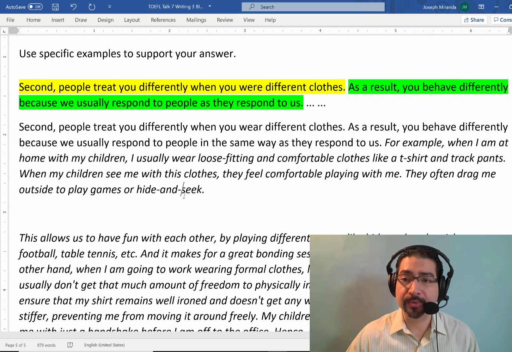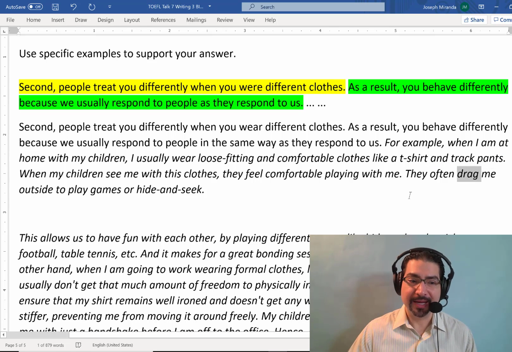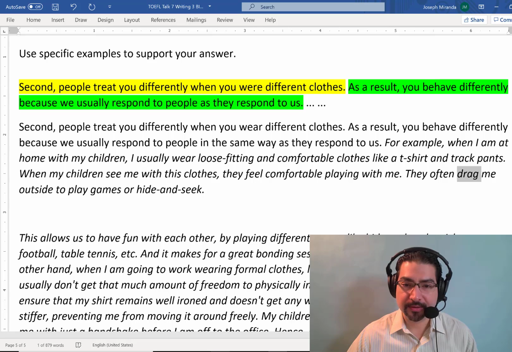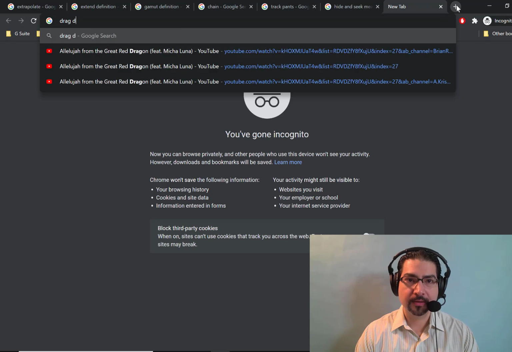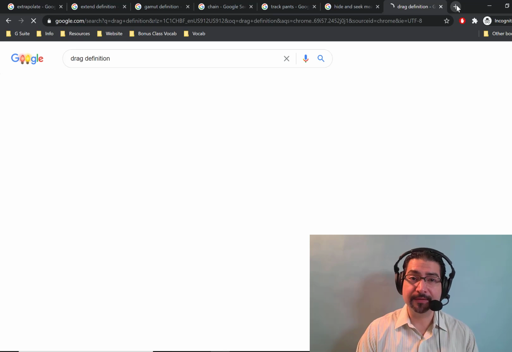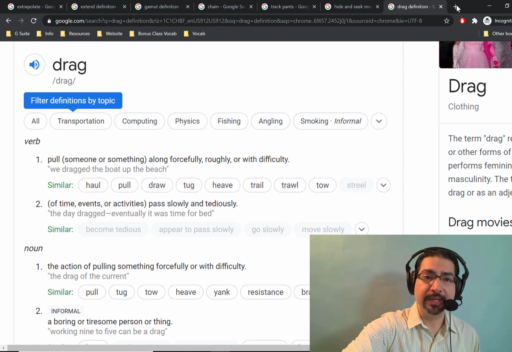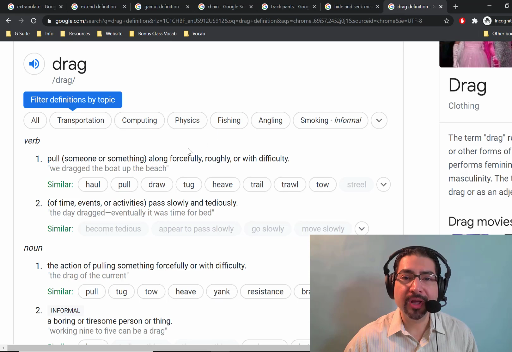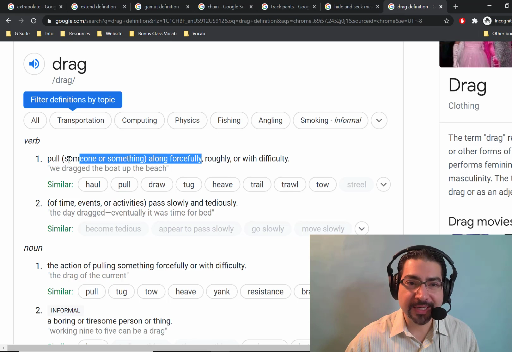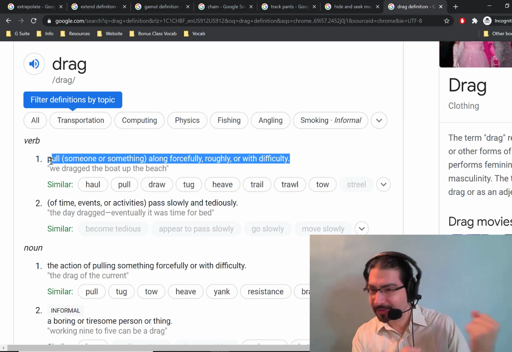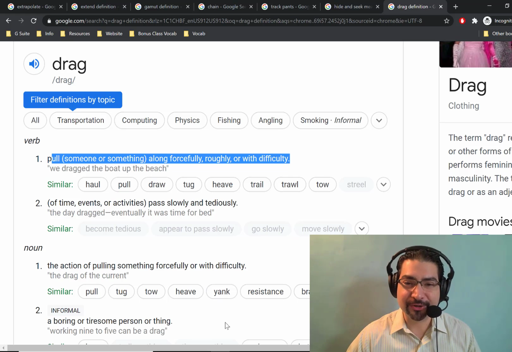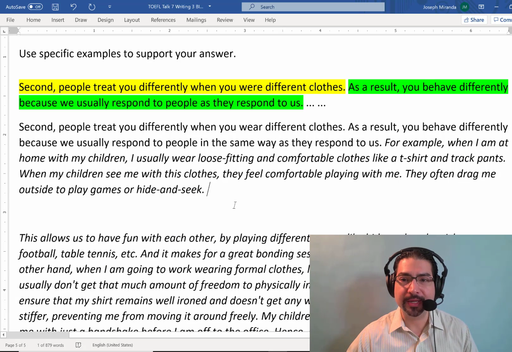That's your tool to improve. And we know drag, right? Drag is, and this is a great definition, right? What is drag? How do we explain it? Pull along forcefully, roughly, or with difficulty. Like a kid grabs your arms, come on, dad, come on, mom, come on, right? So your kids drag you. They drag you outside to play.